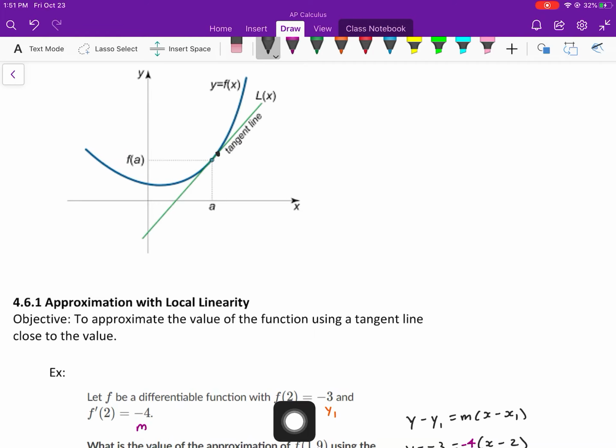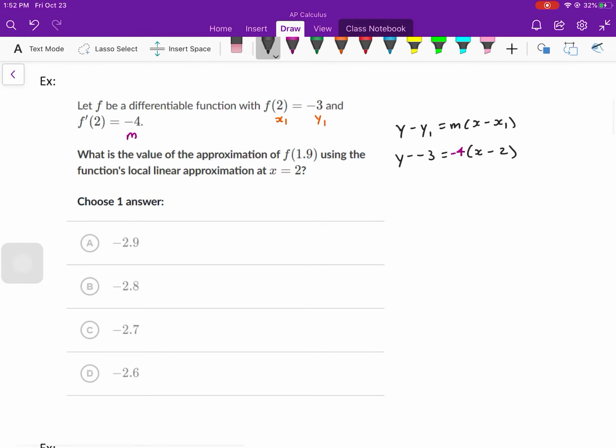You notice 1.9 is really close to 2, so we're approximating really close to that value. So I'm going to plug the 1.9 in. This is y plus 3 equals negative 4 times 1.9 minus 2. 1.9 minus 2 is negative 0.1. Times negative 4 becomes a positive 0.4. That's quite easy. Sometimes you might need a calculator for these, not so much with this one. Subtract the 3, and I believe that would be negative 2.6. And there's our answer.